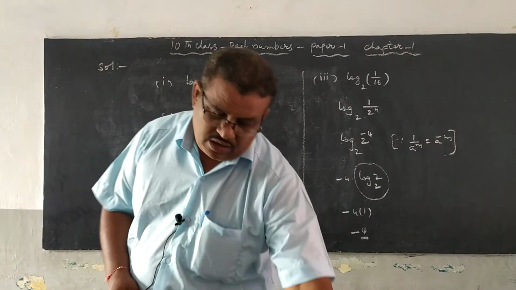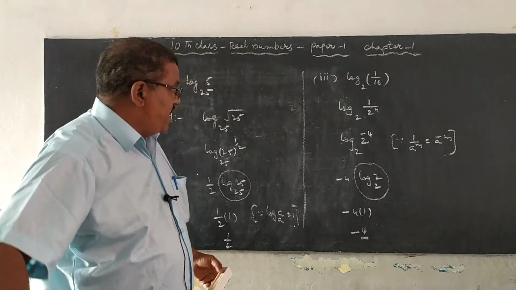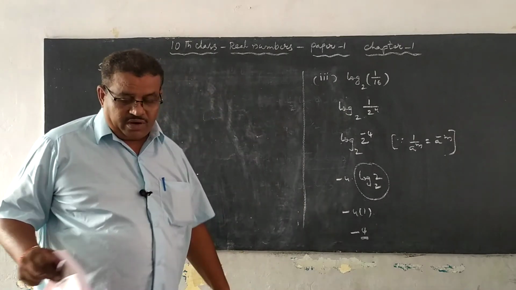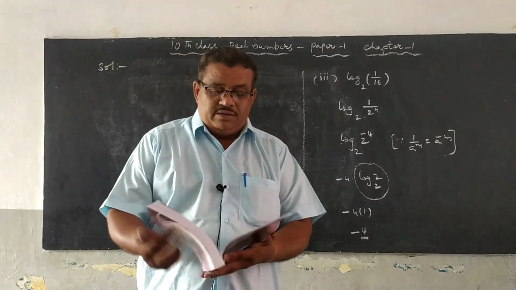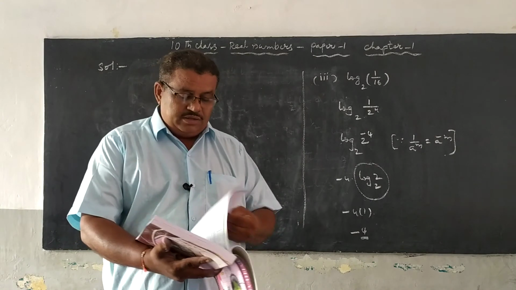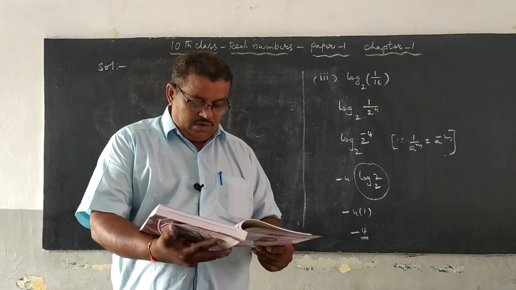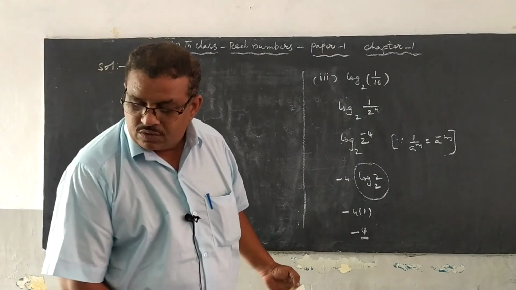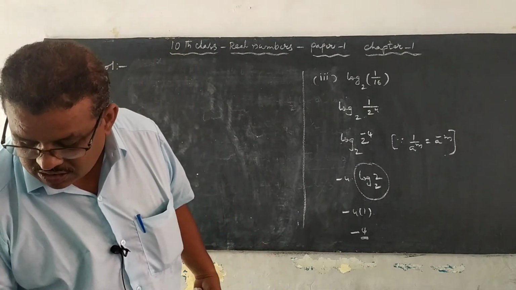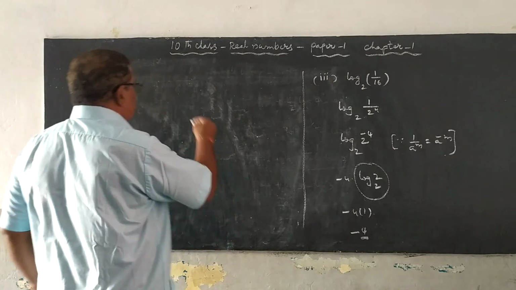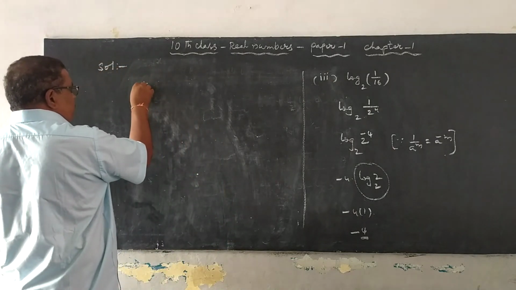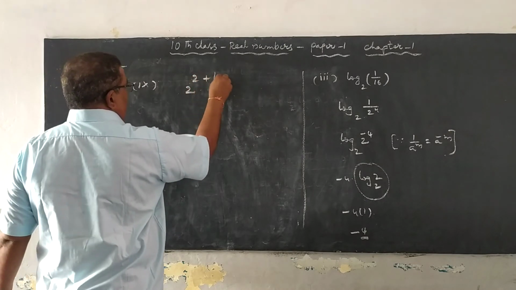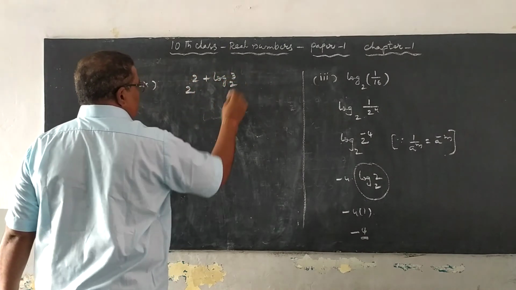And go through the ninth problem in this exercise. Ninth problem, it is a little bit of confusion. I will explain in detail. The ninth problem in this Roman, 2 power 2 plus log 3 base 2.